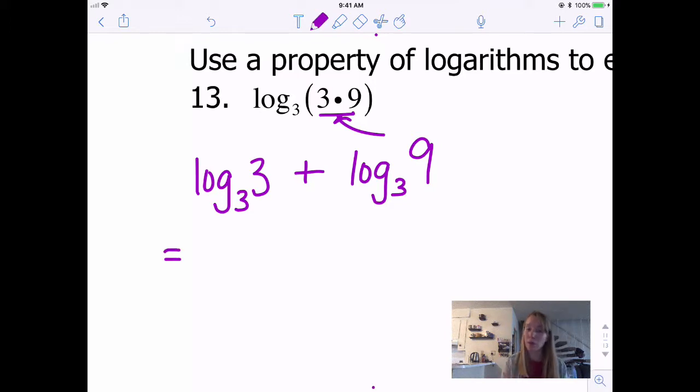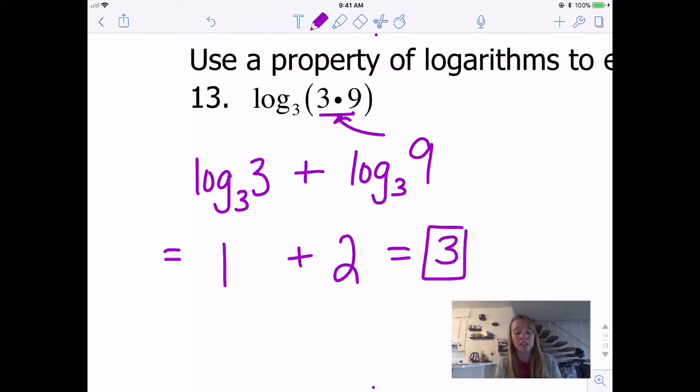I can say 3 to what power is 3? That is 1. 3 to what power is 9? That's 2. So my answer is 3. So if I actually did log base 3 of 3 times 9, I would have gotten 3, but by breaking it up, I just make 2 really simple problems for myself.